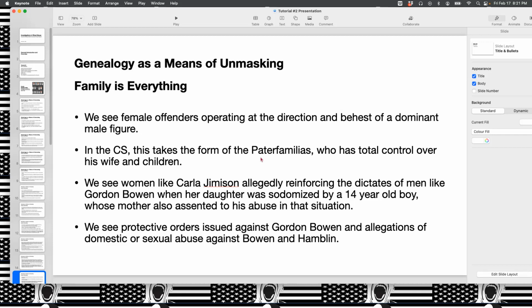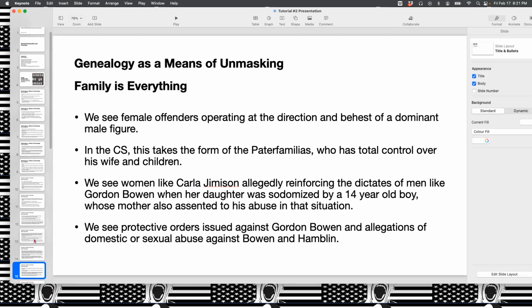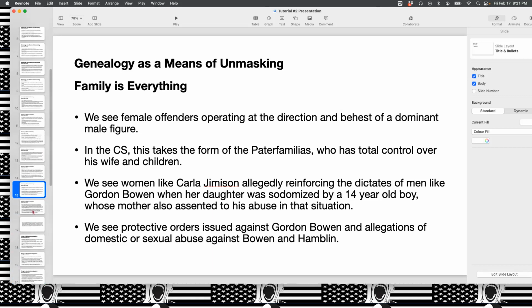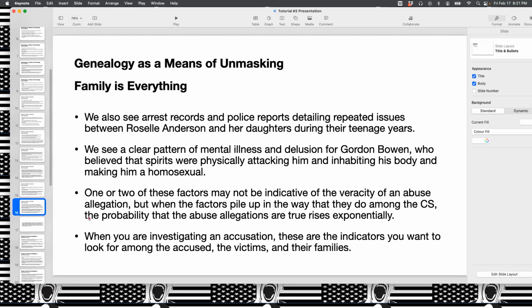So you're seeing protective orders issued against Gordon Bowen. You're seeing allegations of domestic or sexual abuse against Bowen and Hamlin. Same thing with Timothy Nathan Tuttle. You're seeing arrest records and police reports that detail repeated issues between Roselle Anderson and her daughters during their teenage years. In the early 2000s, Rachel had started to move on.